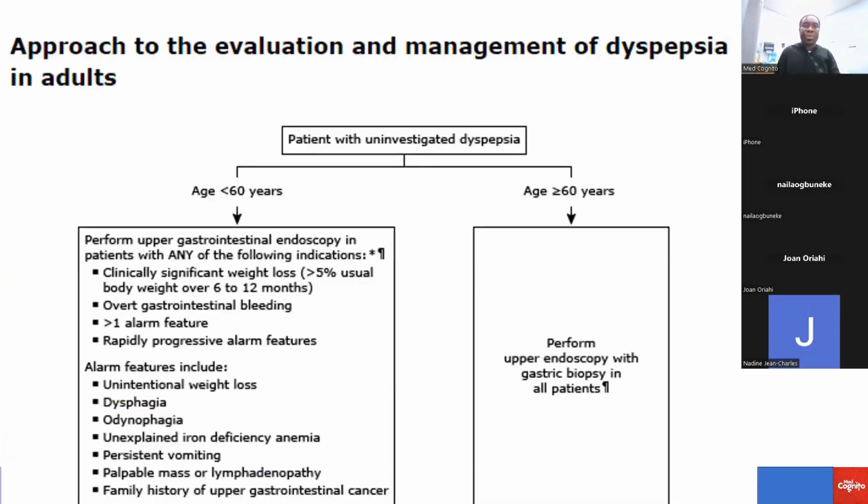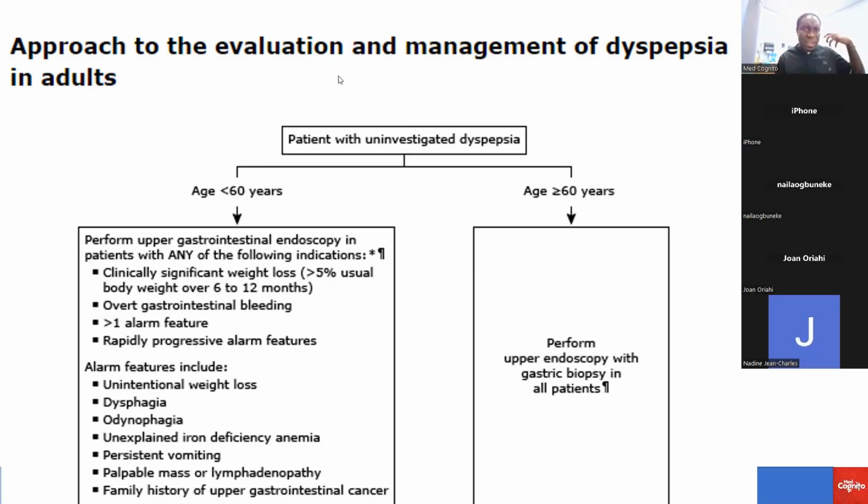PPI. Beautiful. So now H2 blockers. So now this is the approach. First, if the patient presents with postprandial fullness, early satiety, epigastric pain, and the patient is anything more than 60 years, your next best step is upper GI endoscopy and gastric biopsy. That one, non-negotiable.